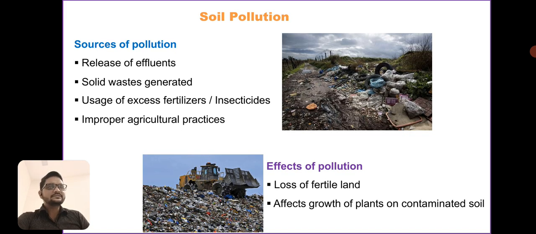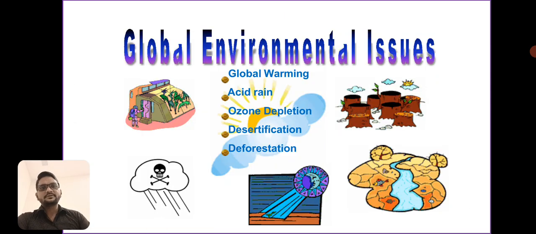Next is soil pollution. The sources of soil pollution are release of effluents, solid waste, use of excess fertilizer, insecticides, and improper agriculture practices, which are the major sources of soil pollution. What are the effects of soil pollution? First is loss of fertile land. Second is that it affects the growth of plants on contaminated soil.